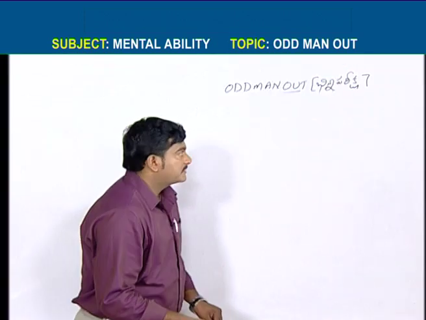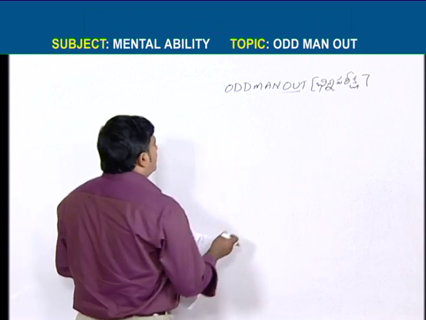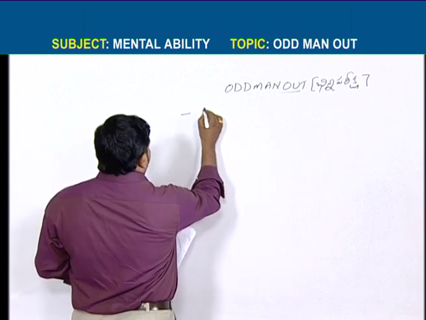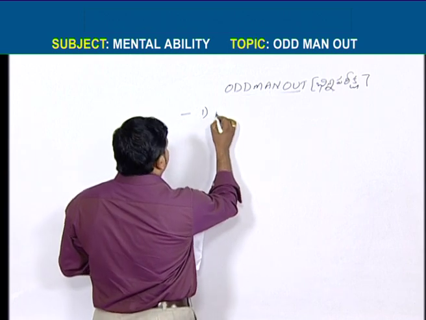Okay, so now some other problems regarding letter odd man out. In this question, the first option is DF.